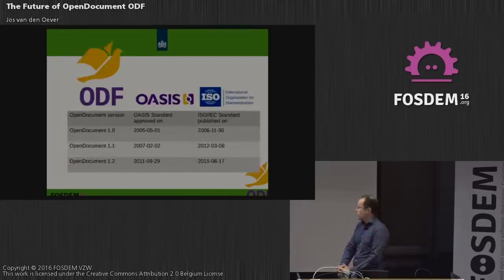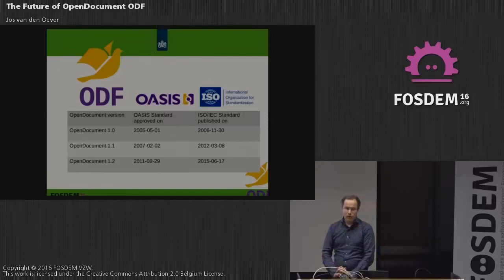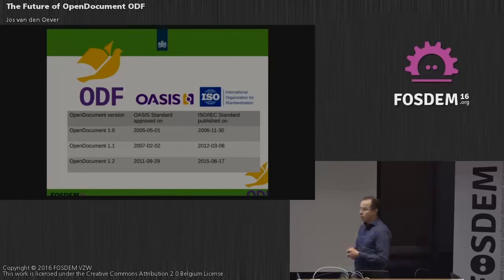So ODF has come a long way. It's existed officially since 2005, but work on ODF started in 2001, so it took about 4 years to get to the first version. It didn't just come out of nothing. And the first version was very, very complete already. 1.1 just added small things, made some small fixes, and then 1.2 was a big bang because a lot of stuff came in again.